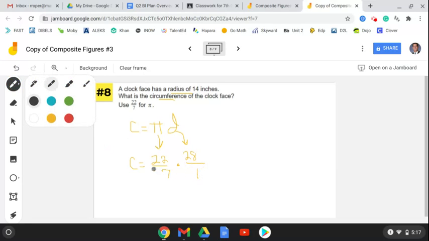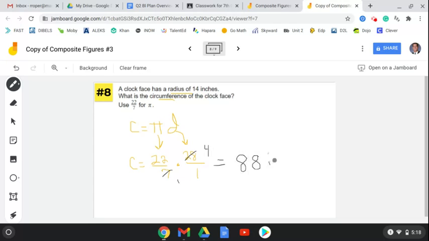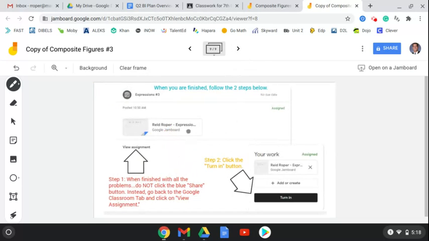Now that I have it set up, I can cross simplify 28 over 7. That's 4. And so my circumference is equal to 22 times 4, which is 88. And my units are inches, right? So my circumference is 88 inches. Once you're done and have shown all your work, click View Assignment and turn in.